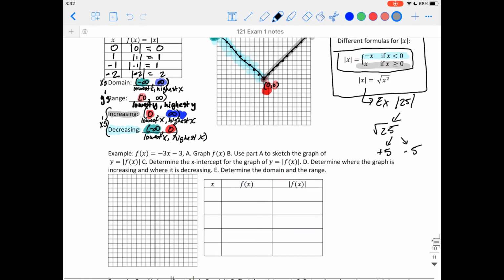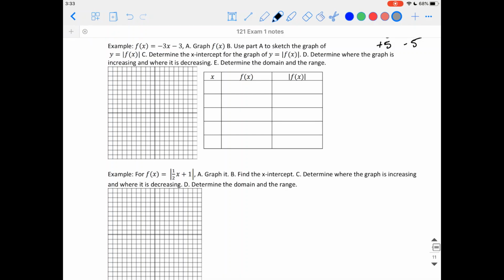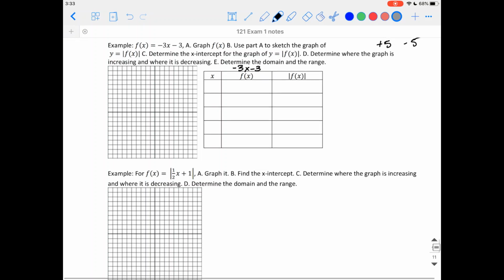Okay, so example. f of x is equal to negative 3x minus 3. Part A says graph f of x. Technically I only need 2 points, again, because it's a line, but I'm going to do a little extra here. Negative 3 times negative 2 is positive 6, minus 3 gives me 3. So negative 2, 3.